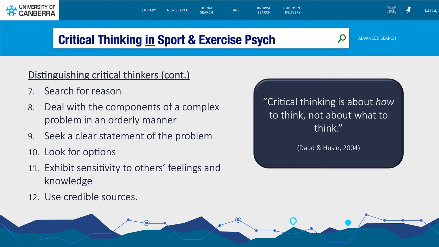It's a great quote on the side. Critical thinking is about how to think, not about what to think. And while we have 12 different things here to distinguish critical thinkers, that quote is what stuck with me the most.